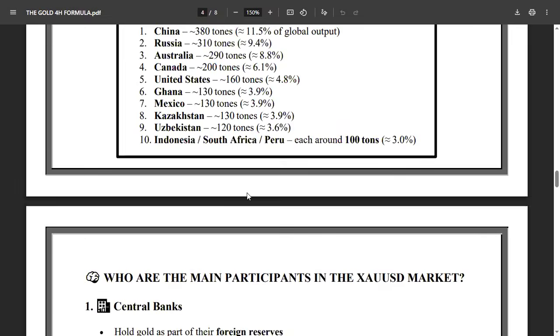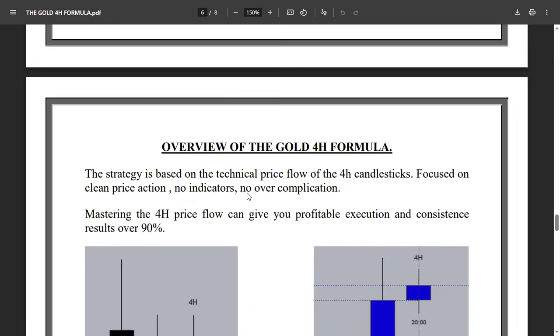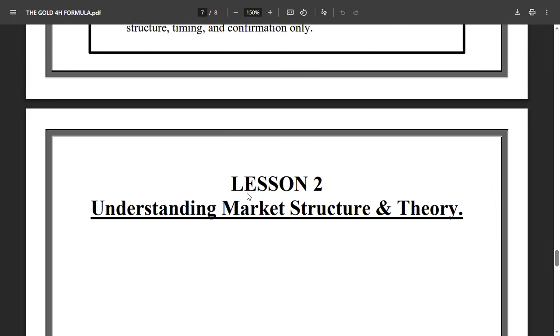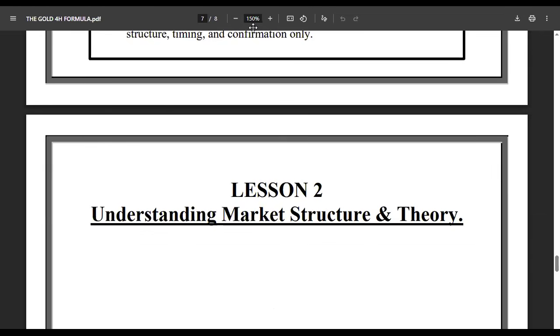The next topic, we're going to dive deep into market structure and candlestick anatomy. Now, this is the best topic. I need to be there. So anyone with any question? You can just switch on the mic and ask.